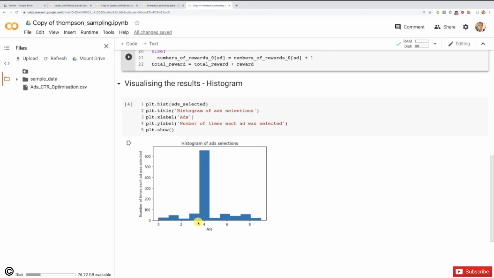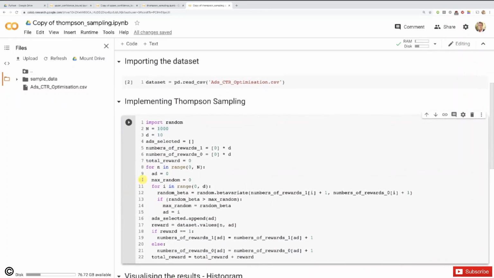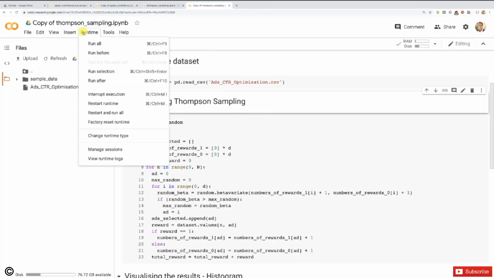Will Thompson sampling beat the UCB algorithm? Meaning, will it be able to identify the best ad with the highest conversion rate in 500 rounds? Well, that's what we're about to figure out right away. So let's replace that 1000 value here by 500. Then let's click runtime again and then restart and run all.